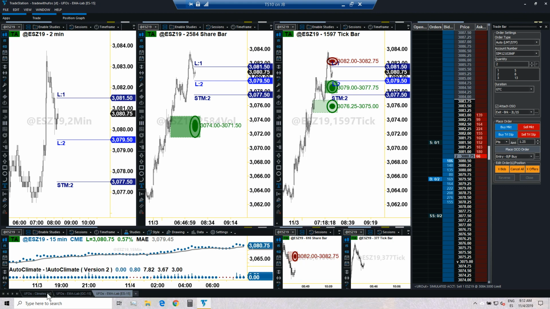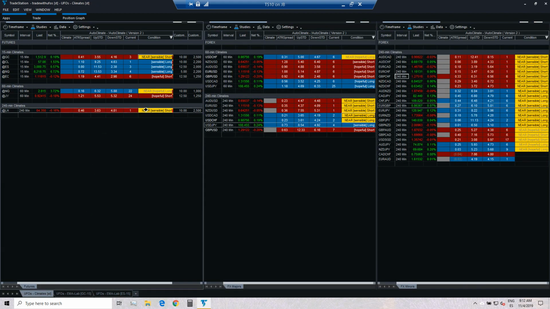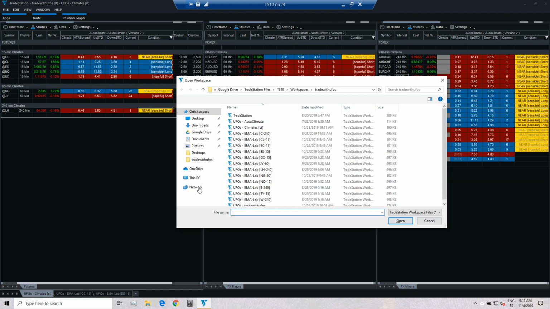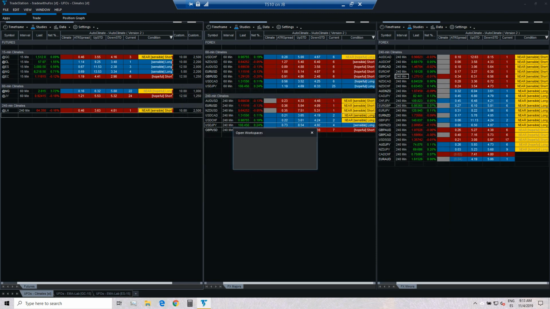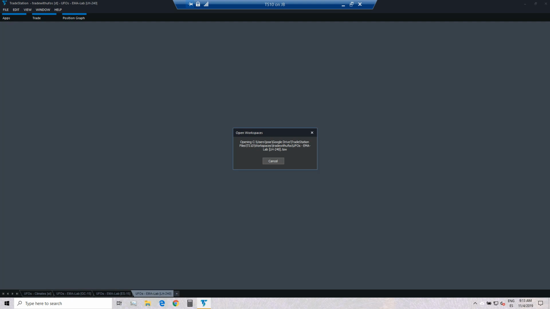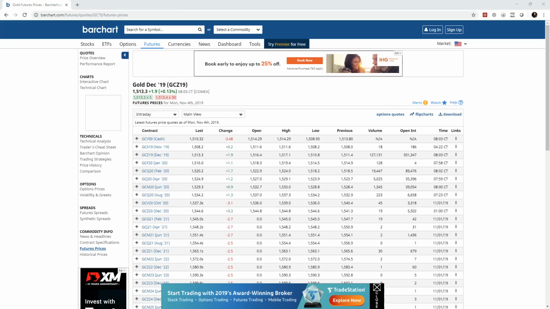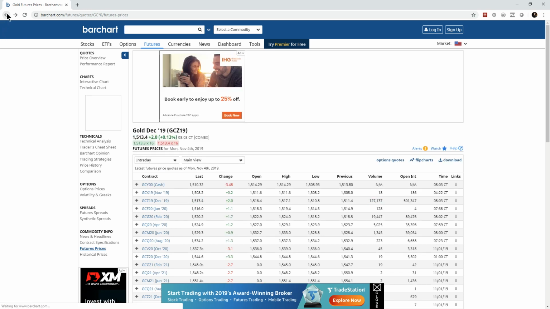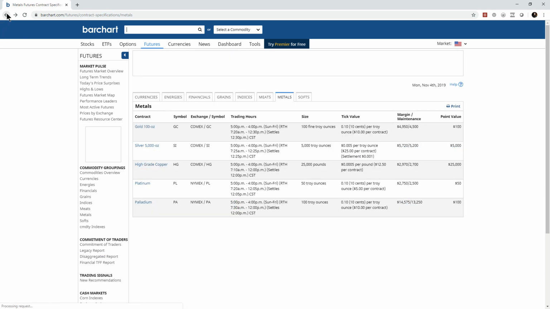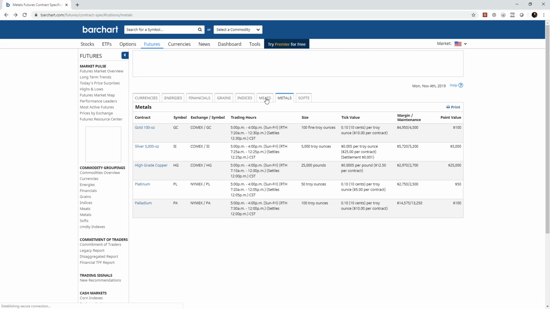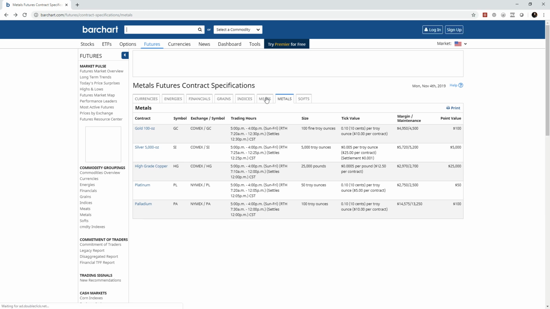The next market that was flashing here is lean hogs. I'm just going to load my lean hogs workspace, and while I do that, who guesses what I'm going to do? Well, in case you are not guessing it, let me show you what I'm doing. I'm going back to bar charts again to confirm the right expiration date for meats, in this case lean hogs.